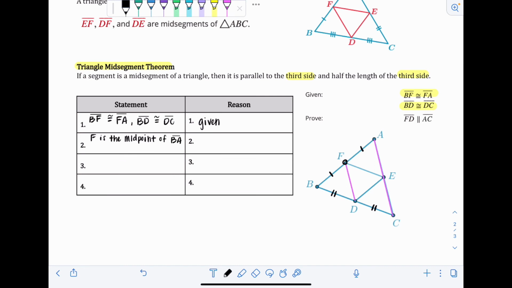And then we know the same for segment BC as well. If BD is congruent to segment DC, that means the point that separates them, point D, is exactly in the middle. It's the midpoint of that entire segment BC. So we would say D is the midpoint of segment BC.